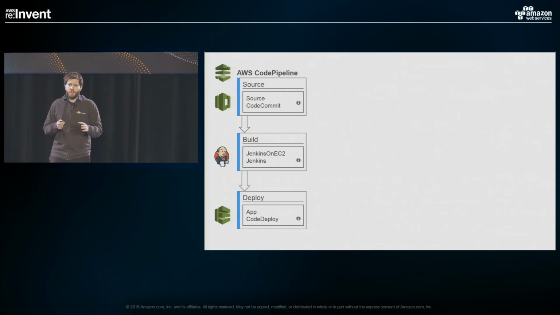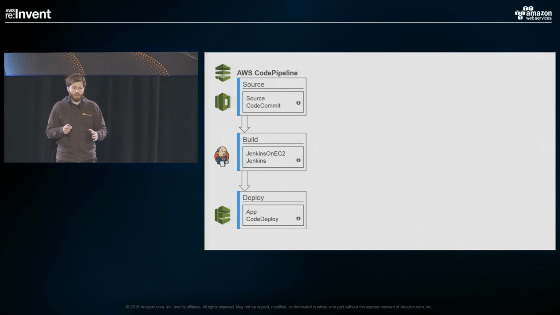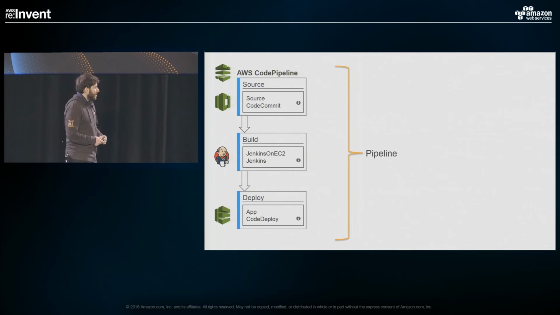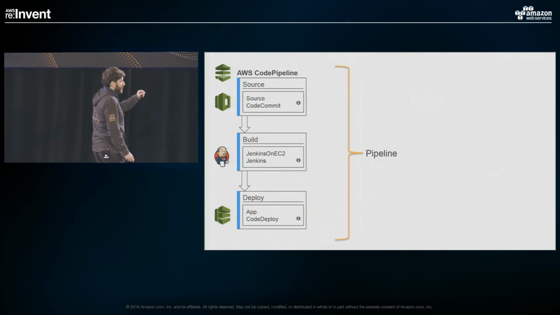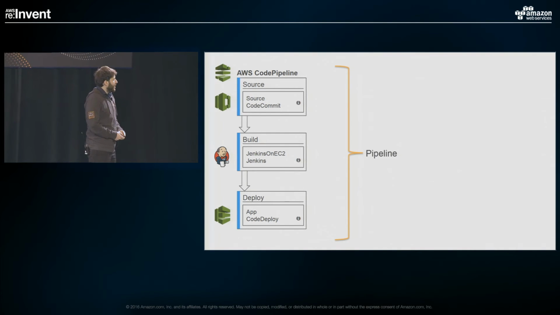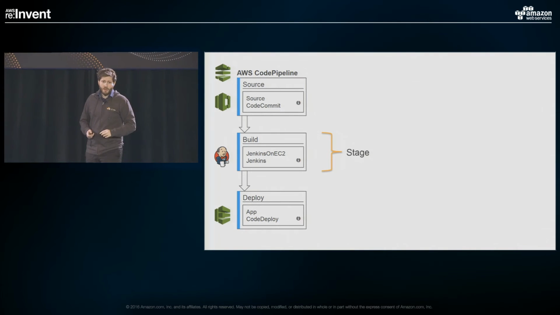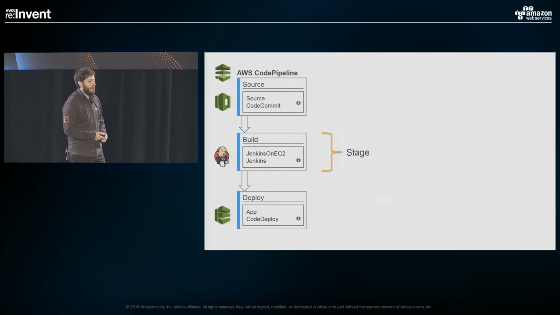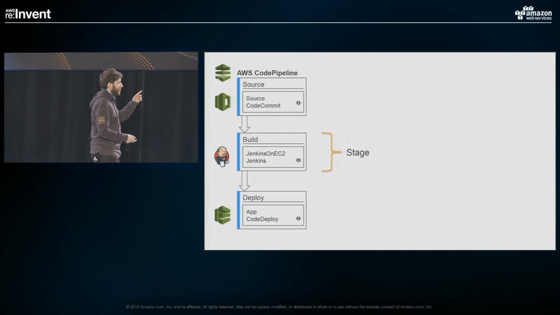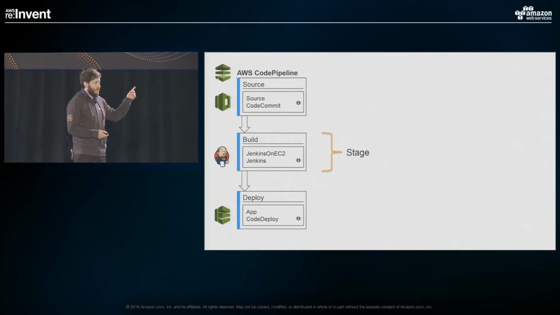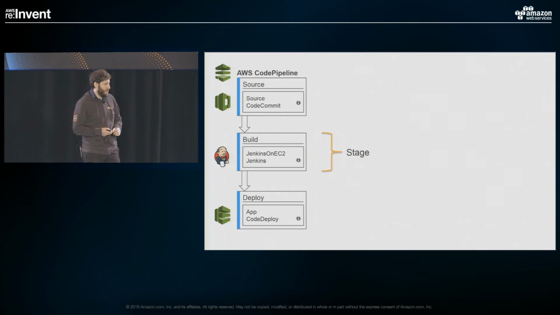Before we get into it, I'd like to go through some CodePipeline terminology. This is your pipeline, and this is exactly how it would look in our service console, right? You have stages, where we have the source stage, with CodeCommit, which is our source control service, our equivalent to Git. We have the build stage, which uses our integration with Jenkins, which currently runs on EC2 here. And we have deploy. And here you see our deploy service, CodeDeploy.